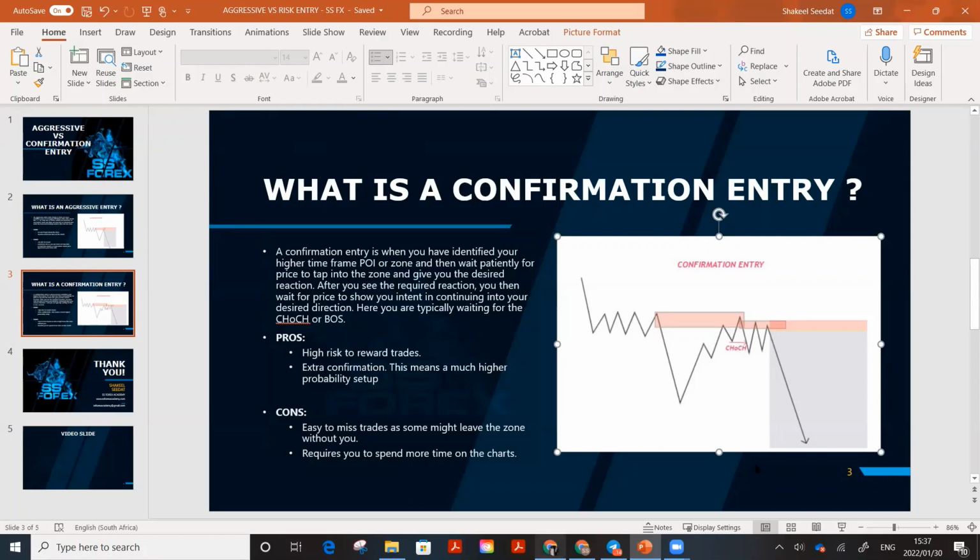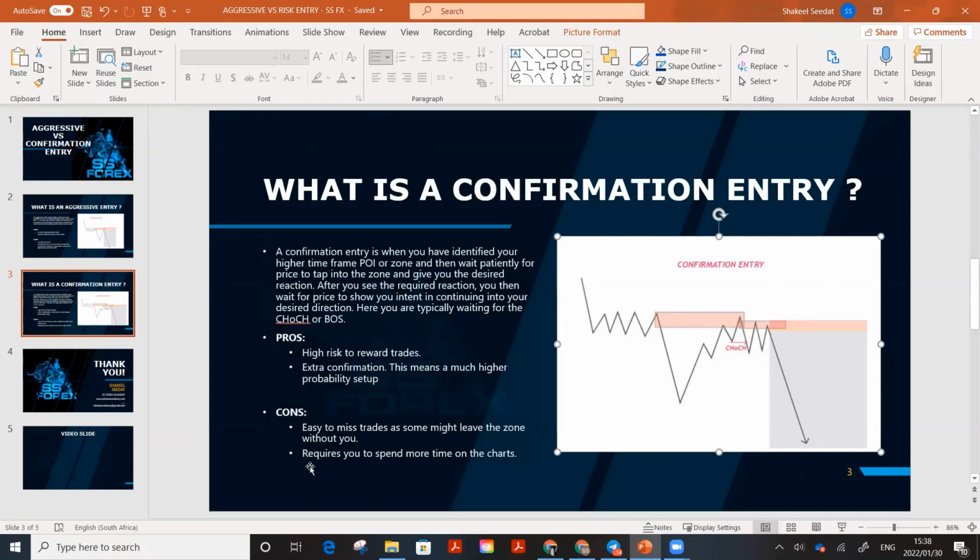Then on your cons, we've got number one, easy to miss trades, as some might leave the zone without you. So oftentimes you'll find that price taps into the zone and then just melts from there, or just boosts to the upside from there without giving us any proper confirmation entry. So this does happen, and hence why an aggressive entry at times is valid.